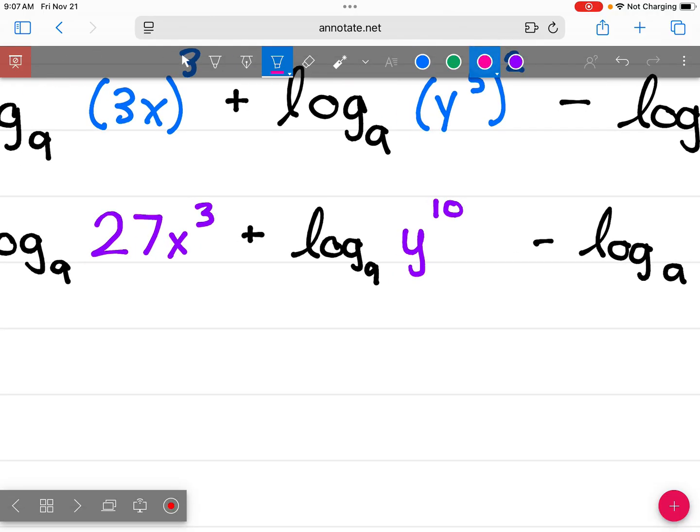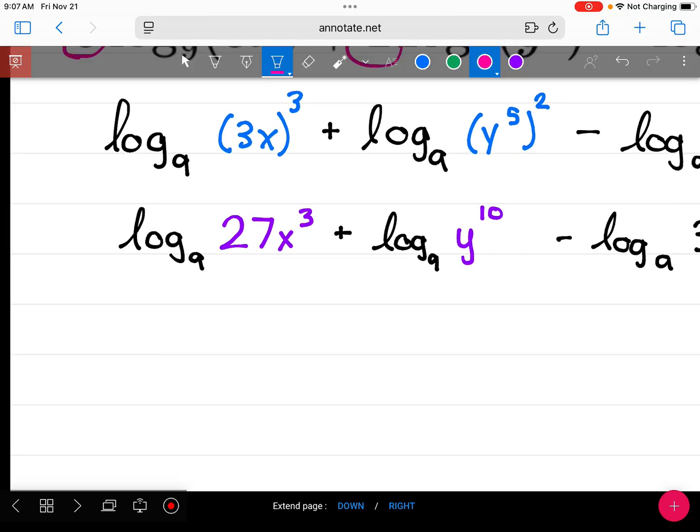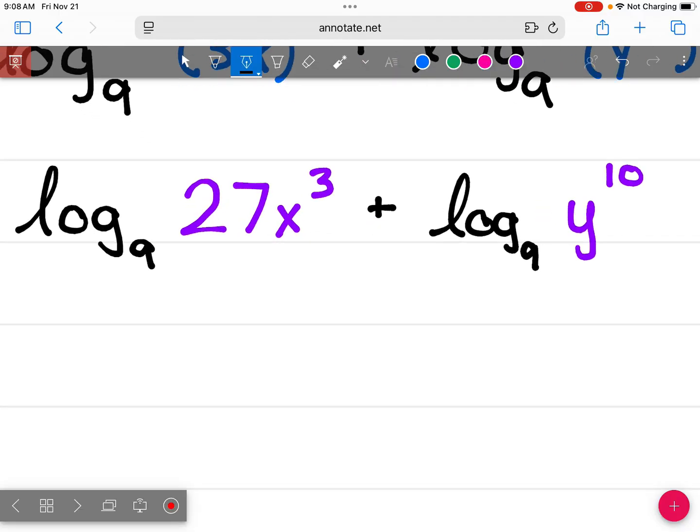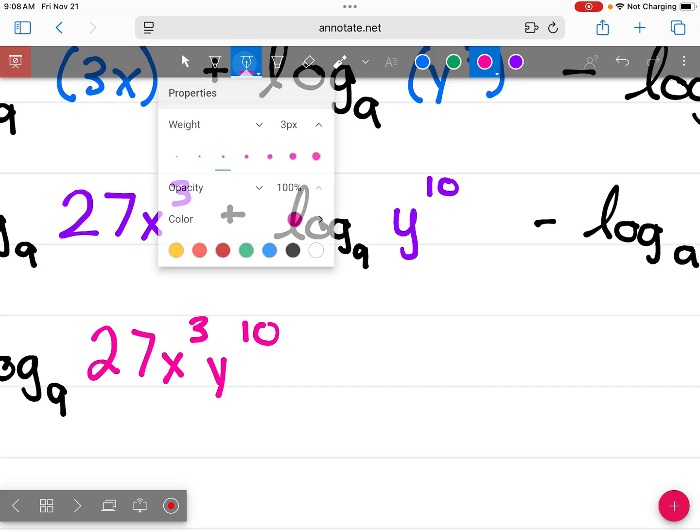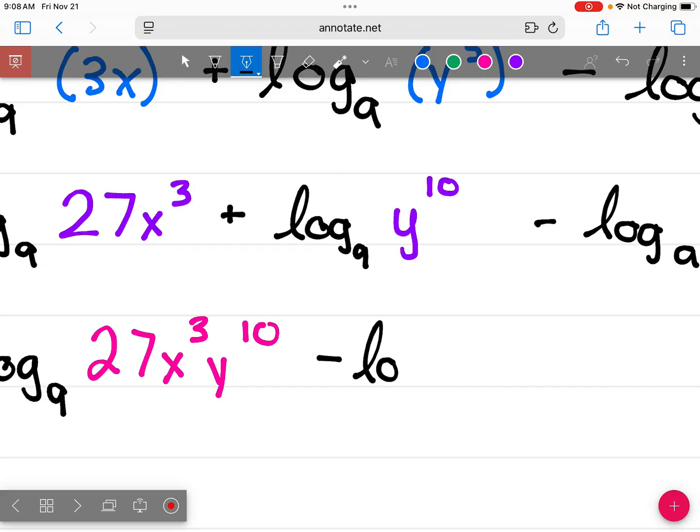Is it okay that I simplified and did the multiplication? Yes. If you combine a couple of steps together at the same time, that's totally fine. So if you did the simplification at the same time we did this, we should wind up with the exact same statement. Log base 9 of, multiply these together, our 27x cubed y to the 10th, minus log base 9 of 3x.